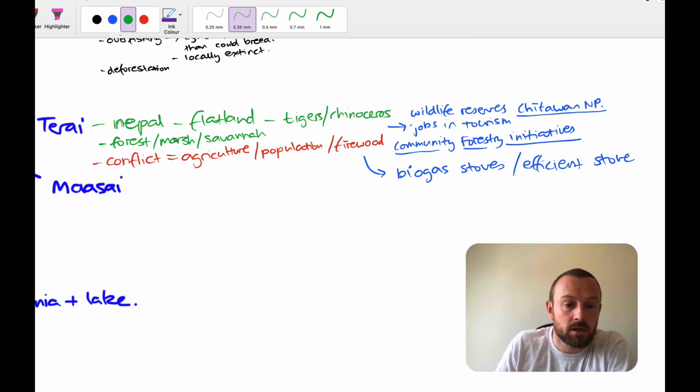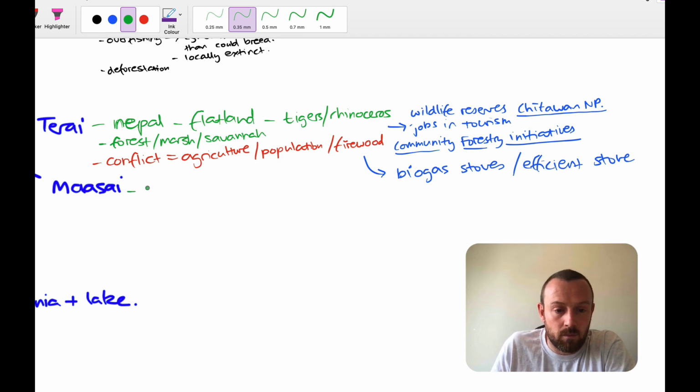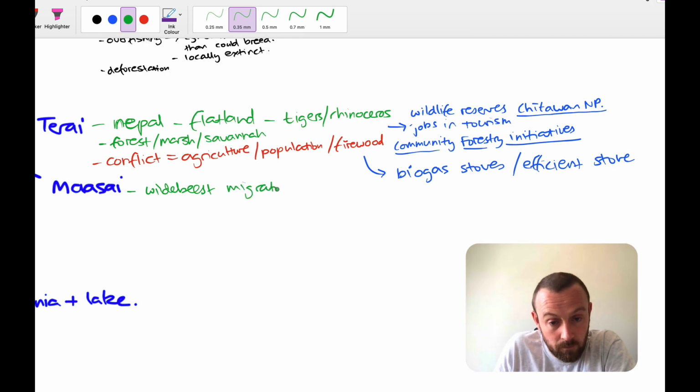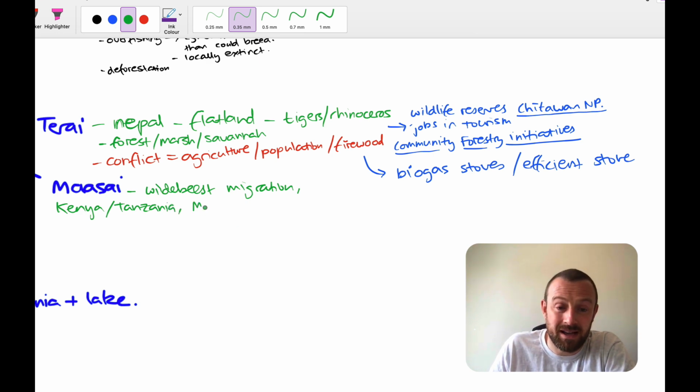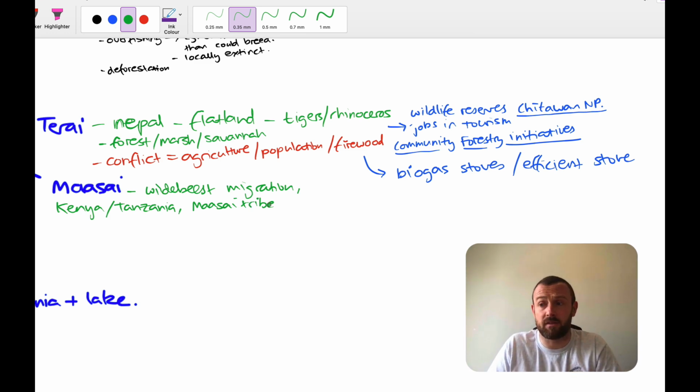So let's write some of that down. Masai wildebeest migration. So Kenya, Tanzania. I guess also we should talk about the Maasai tribe, or the traditional landholders. They've been living there, raising animals in the Maasai Mara plains for hundreds of thousands of years. So there's a conflict between their continuing use of the land and conservation.